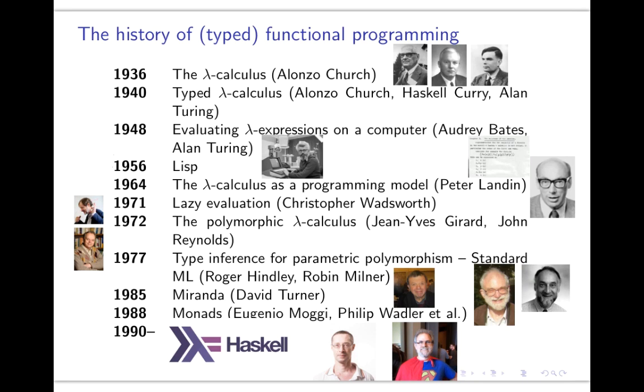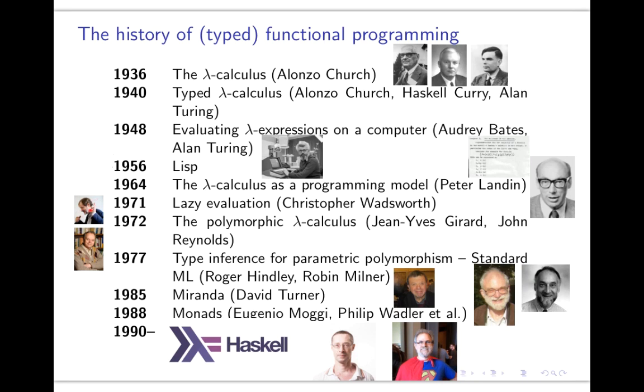Now, where does the history of types in functional programming begin? Well, of course it begins with the typed lambda calculus, but its introduction into the world of programming languages begins in 1972 with the emergence of the polymorphic lambda calculus, which is a very rich type system for the lambda calculus, and it was discovered independently by the French logician Jean-Yves Girard and by the American computer scientist John Reynolds.